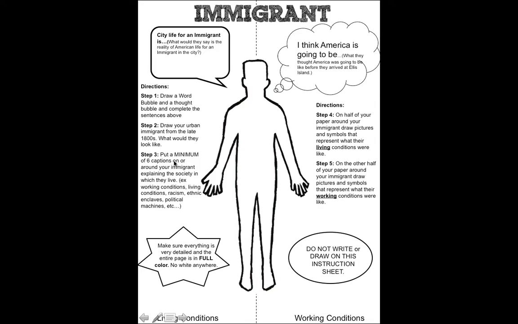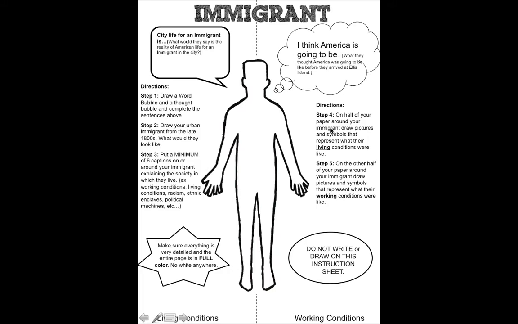After you do that, you're going to put a minimum of 6, a minimum, that means at least 6 captions on or around the immigrant explaining the society in which they live. So for instance, you're going to talk about the working conditions, the living conditions, racism, the ethnic enclave, the political machines, anything you can think about. You're going to write down at least 6 captions about the life of an immigrant in that society.